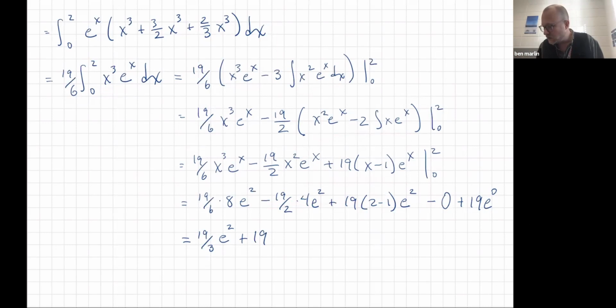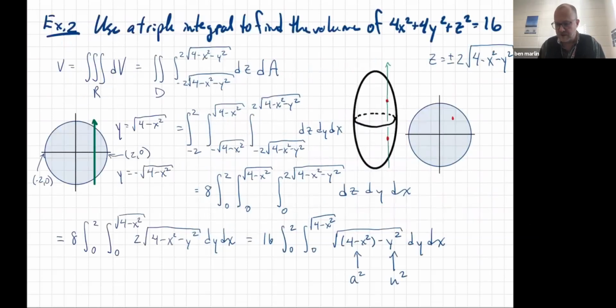All right, anyway, we do all the integration there, and we come down to our 19/3 e squared plus 19. Key to remember, still we don't get variables, we get constants. All of our double integrals always resulted in constants, and so do our triple integrals. So, all right, here's another one.